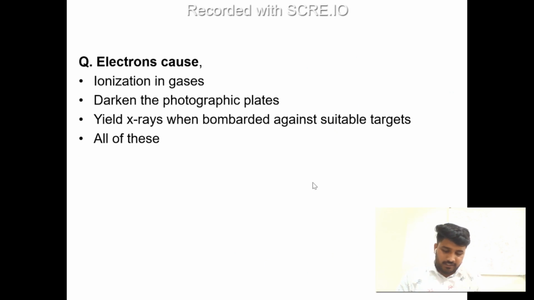Yes, yes, D. And can you just tell me in which phenomena you can observe the ionization by electrons? Any idea?